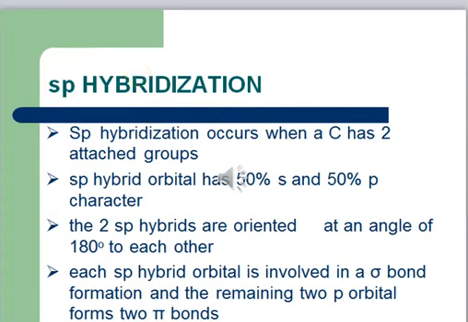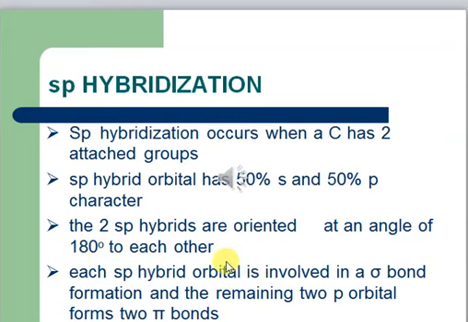Alright, so due to increased S character, there will be more spherical nature. Because of more spherical nature, there will be greater overlap, and because of the greater overlap, the bond will be much shorter. So you can assume that the bond formed by sp is the smallest, the bond formed by sp2 is intermediate, and the bond formed by sp3 hybrid orbital overlap will be the longest one. Right? Further, the bond angle between these two sp hybrid orbitals is 180 degrees to each other.